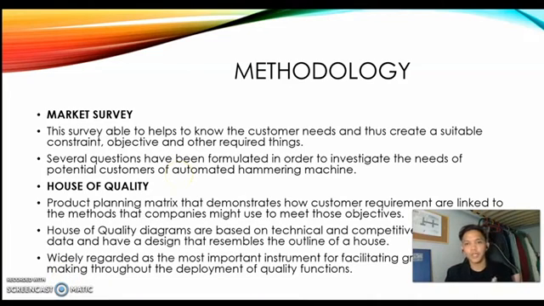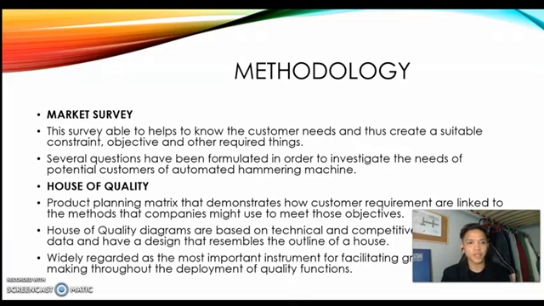Now I will explain about the methodology. The first one is the market survey. This survey helps to know the customer needs and thus create suitable constraints, objectives, and other required things. Several questions have been formulated in order to investigate the needs of potential customers of the automated hammering machine.